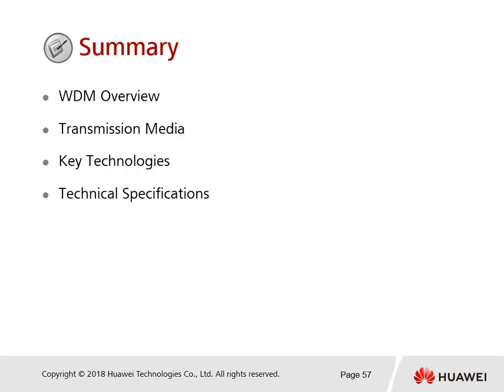Then we learned the technical specifications. We know the frequency spacing used for our DWDM wavelengths: 50G, 100G, 25G spacing. And we know the reference points and a lot of different standards by the ITU-T department, right? So that's what we learned in this course.